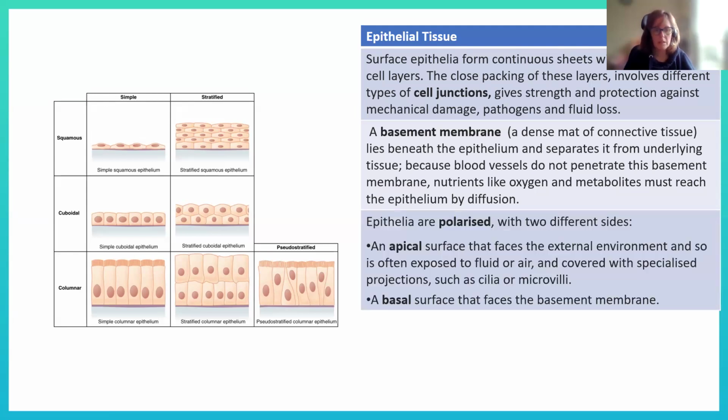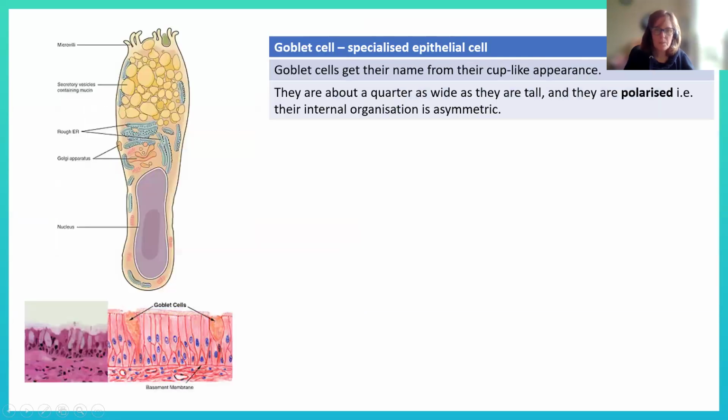And we talked about the fact that they are polarized. There's different ends to the cell. So you've got an apical end, which is like the surface end. So example here on the surface, there's cilia. So they're specialized at the top. And then you've got a basal end, a bottom end that forms the membrane at the bottom. We had a look at these specialized goblet cells, didn't we? A special type of epithelial cell that's polarized.